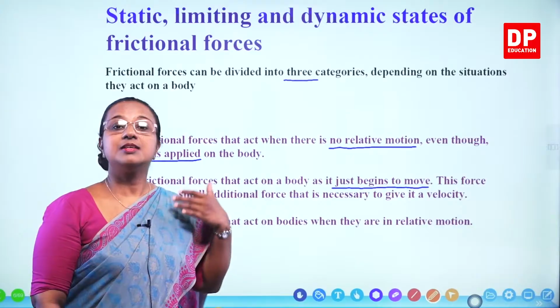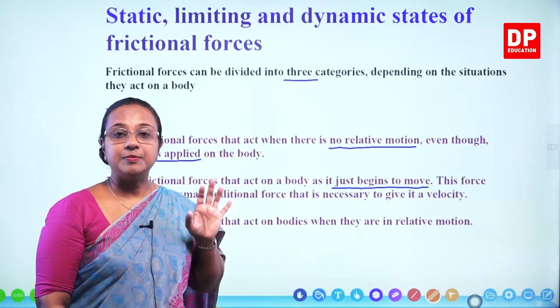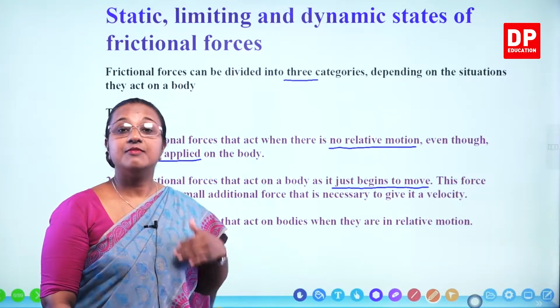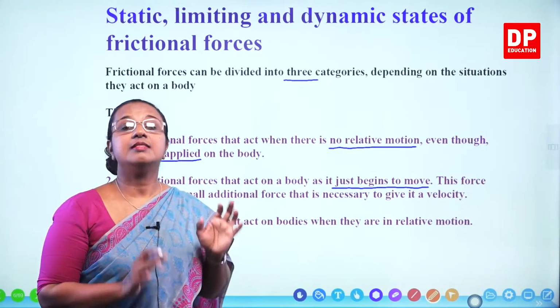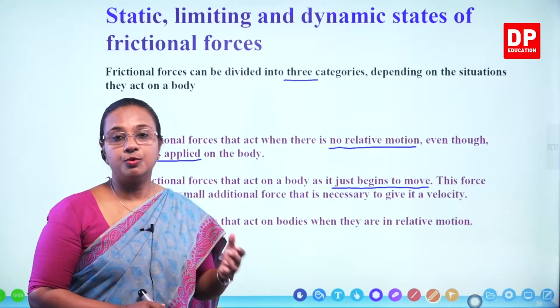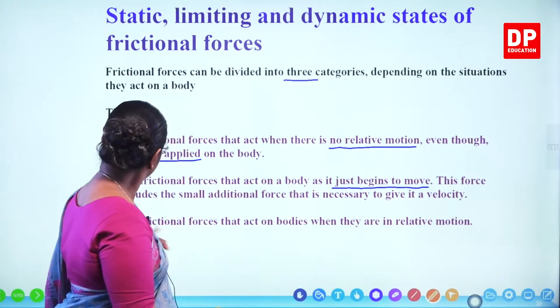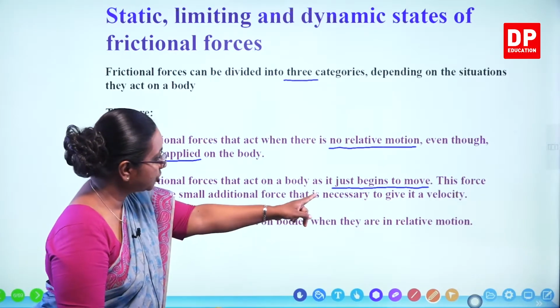When it just starts to move. So, we pushed the table, it did not move, first instance. We increase the force, then the table starts to move. That is the second instance. Let us look at the rest of it.